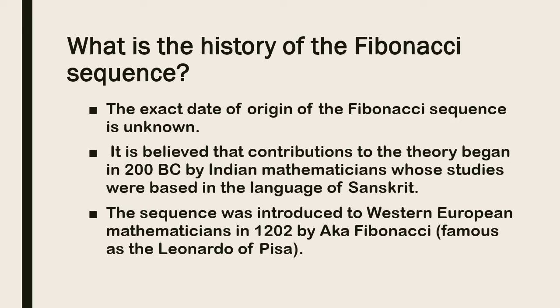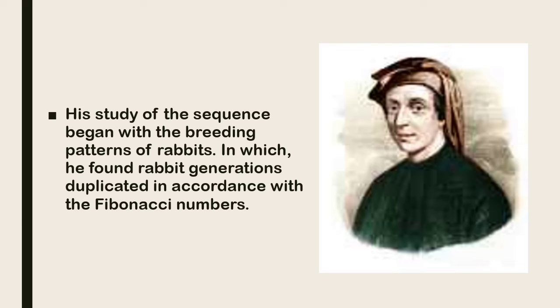of Pisa. Fibonacci popularized the Indo-Arabic numeral system in the Western world primarily through his composition of Liber Abaci, or the Book of Calculation. His study of sequence began with the breeding patterns of rabbits, in which he found rabbit generations duplicated in accordance with Fibonacci numbers. Before ta move on sa next slide, ilailahon nato kung kinsa nang naa sa picture.